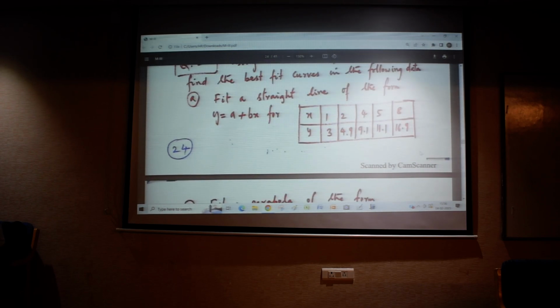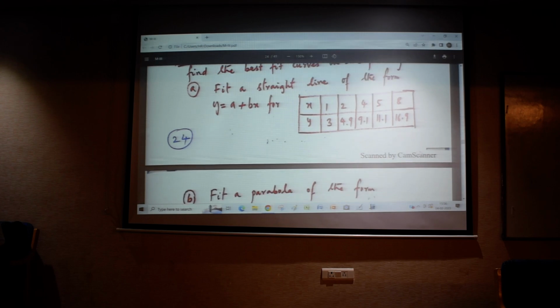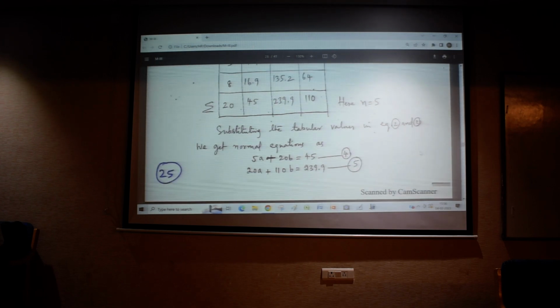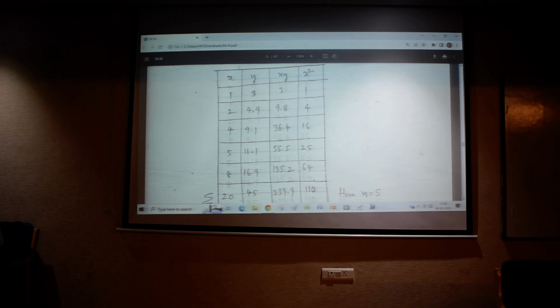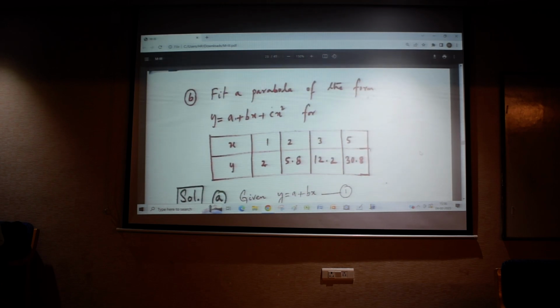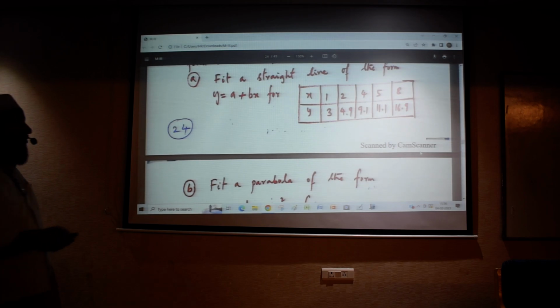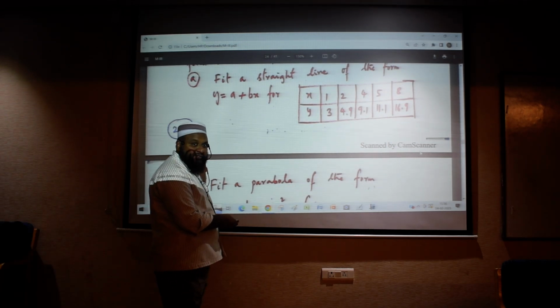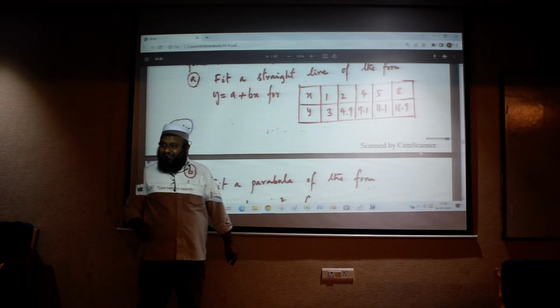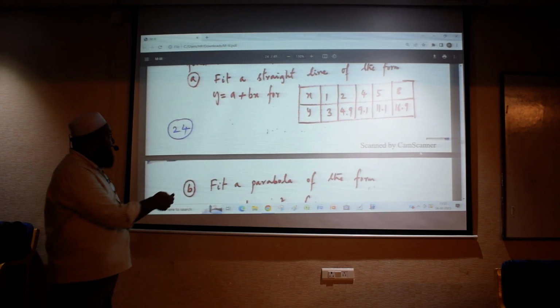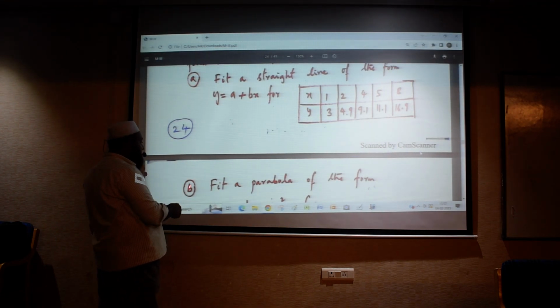What is this? 24. A and B, sir. Two questions, sir. Acha. Yeah, I didn't see that one. I was shocked. What is this? Another question after this question. I thought I missed the solution, but it is part A and part B.